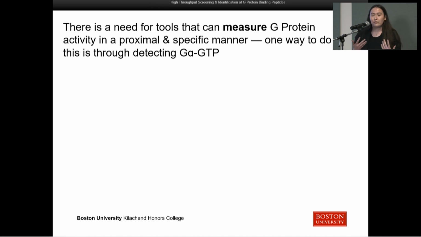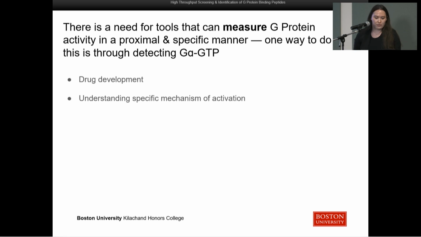So, because of their complex way of activation as well as their physiological importance, there's a need for tools that can measure G-protein activity in a proximal and specific manner. One way to do this is through detecting G-alpha GTP itself. So, why would we want to use these tools? For one thing, for drug development, to understand any unintended side effects of drugs that target GPCRs, as well as understanding the specific mechanism of activation for GPCRs we know less about.